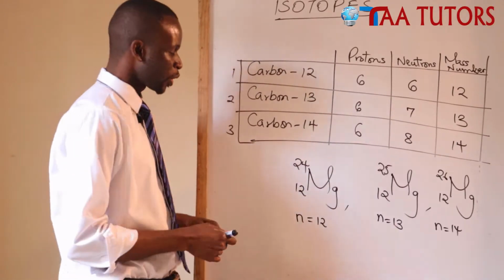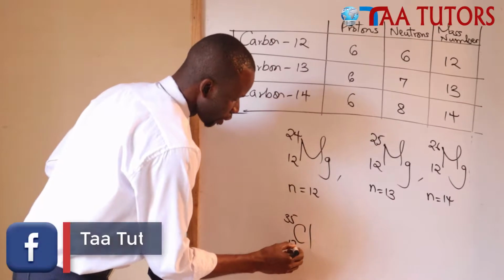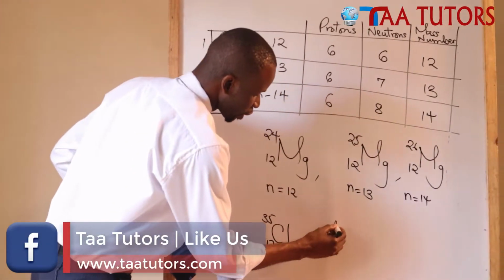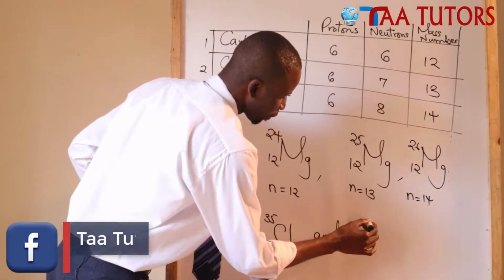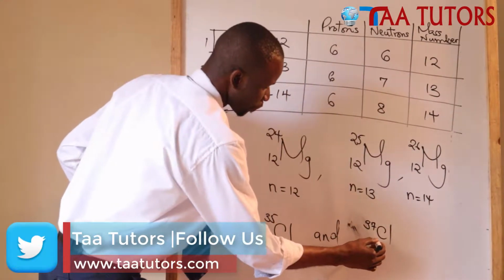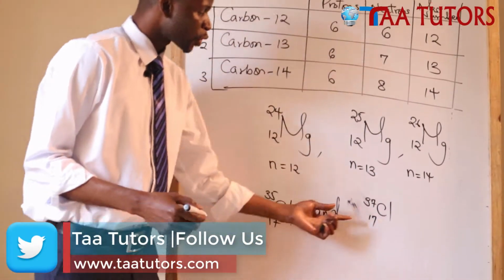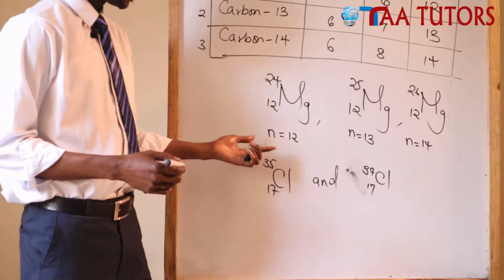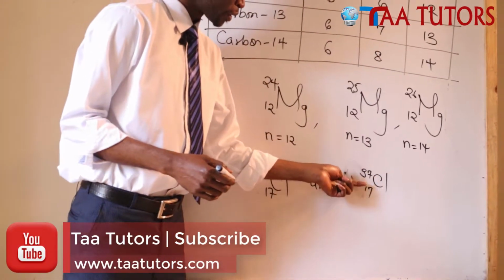Chlorine, let's look at chlorine. We have chlorine 35 and chlorine 37. In this case here, we have isotopes of chlorine. We have two of them. We have chlorine 35 and chlorine 37.